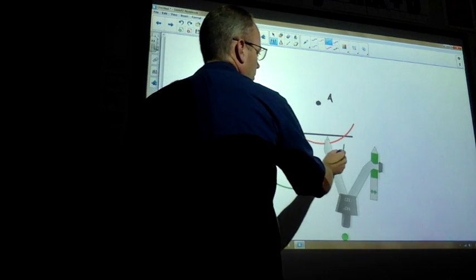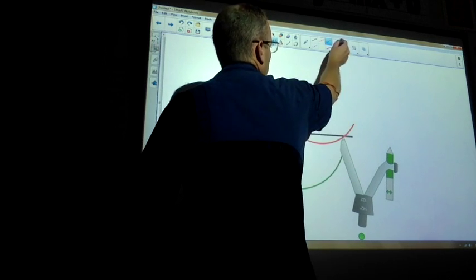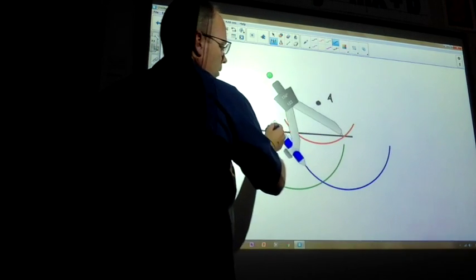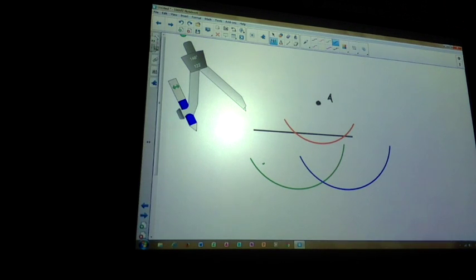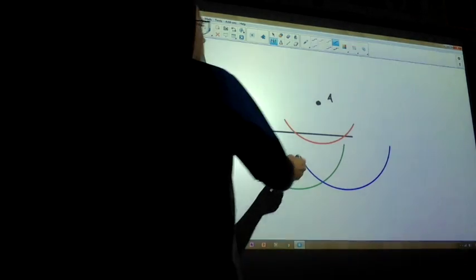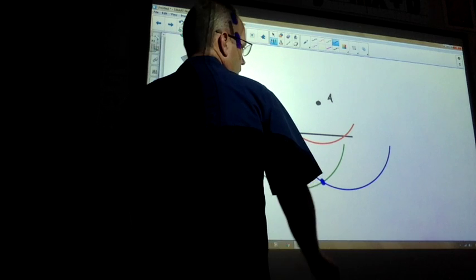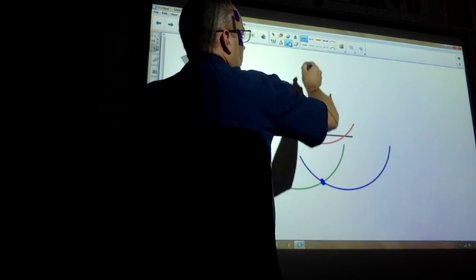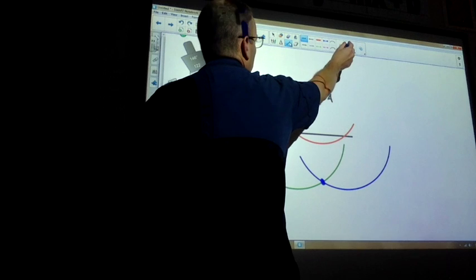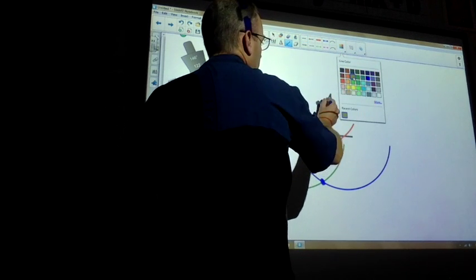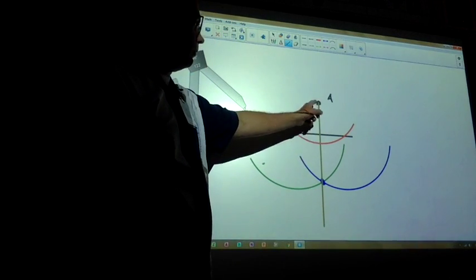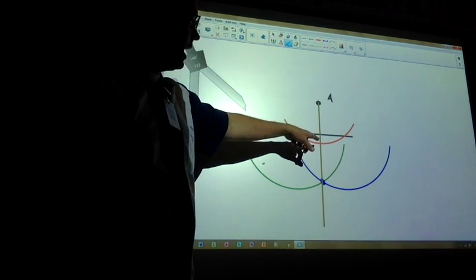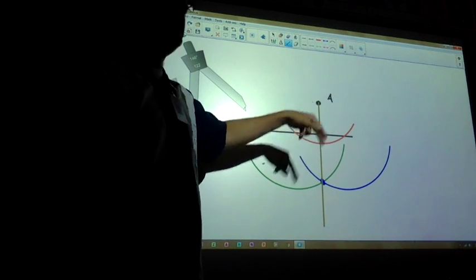Okay, and then I'm going to move my compass here. Change that to a blue. I have a green and a blue line. They intersect. That's called a point. Right? So now if I use my straight edge, your ruler looks a little different than mine, but okay. So this greenish line is perpendicular to the black line, and it goes through point A.